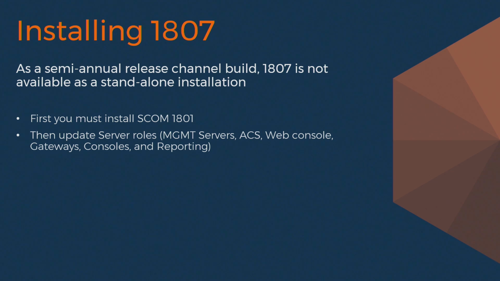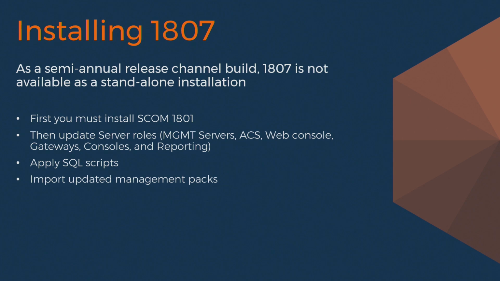But for those of you who are old hats at doing cumulative updates for SCOM, it's a very similar process. You get the bits. You update the management servers, then the ACS, then the web console, then the gateways, all the way down to the agents. Much like some of the old classic CUs, you also have some SQL scripts to apply. Those get dropped on disk when you update the server, so you'll find them there after you've installed the Windows Update for that. And then likewise, there are some MPs to import.